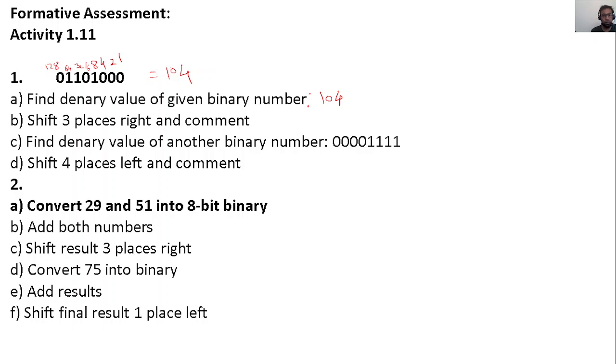Now the second part: shift three places right and comment. Let's shift this number. If we shift it by one place, the rightmost zero will become unavailable, so we are left with two zeros, then 1, 0, and double 1. How many bits are there now? 3 plus 3, 6. So we put two zeros behind. That becomes right shift 1.